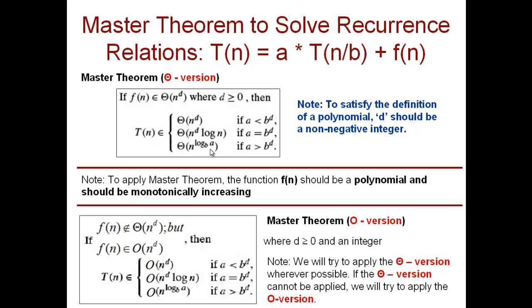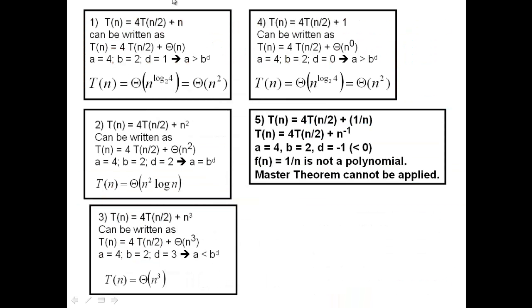As I said, f of n should be a polynomial and monotonically increasing. So we can say f of n is theta of n raised to d, where d is greater than or equal to 0, because n raised to d is a polynomial. Given an expression like T of n is 4T of n over 2 plus n, we can find out what the values of a, b and d are.